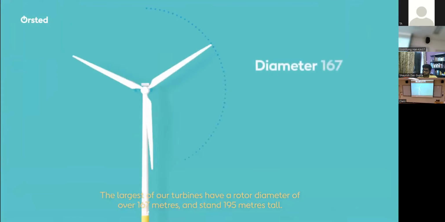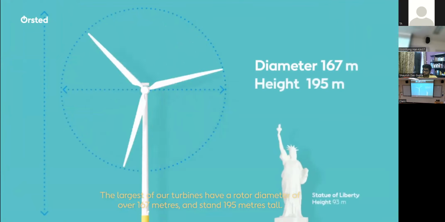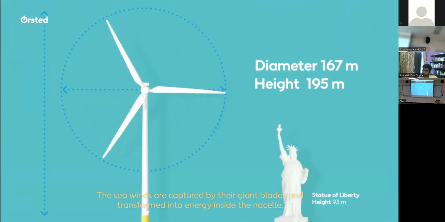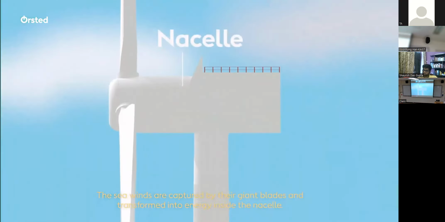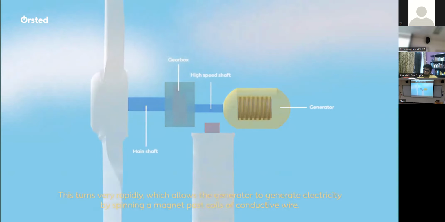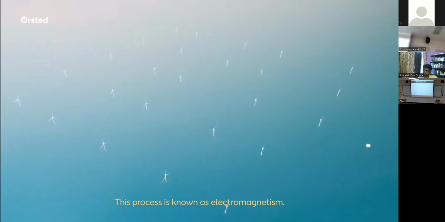The largest of our turbines have a rotor diameter of over 167 meters and stand 195 meters tall. The sea winds are captured by their giant blades and transformed into energy inside the nacelle. The rotating blades cause the main shaft to rotate, with a gearbox transferring the rotational speed to a high-speed shaft. This turns very rapidly, which allows the generator to generate electricity by spinning a magnet past coils of conductive wire. This process is known as electromagnetism.